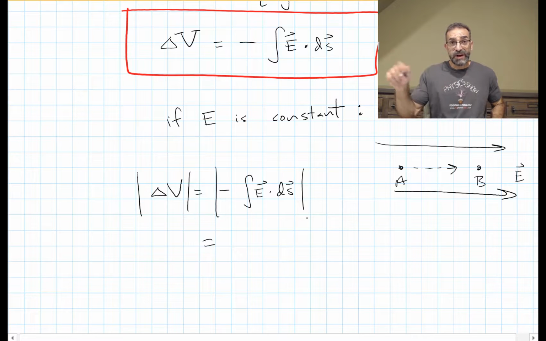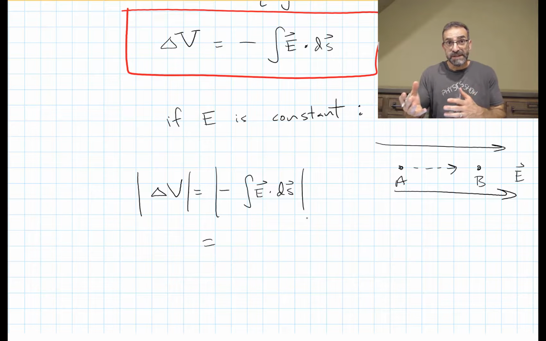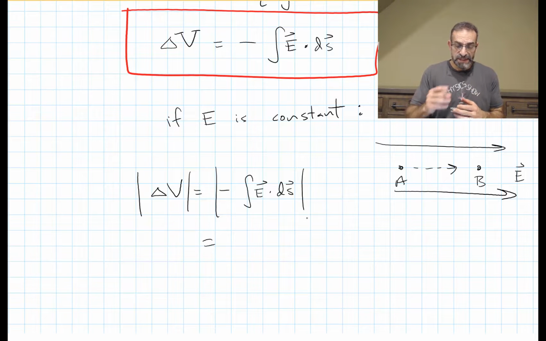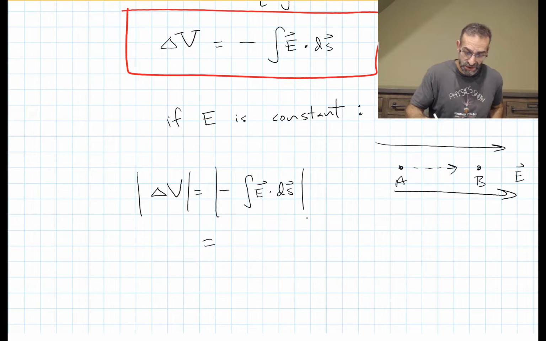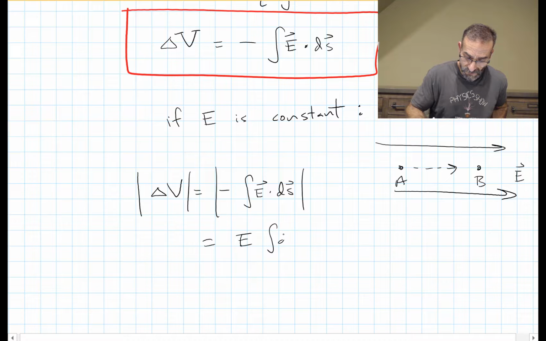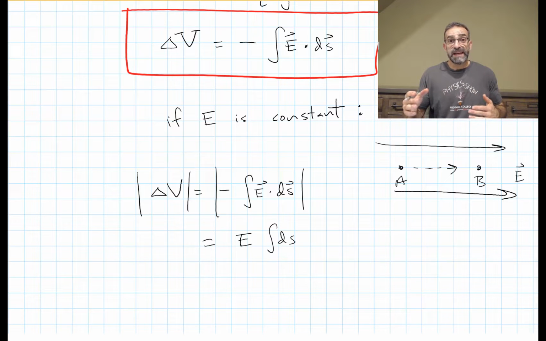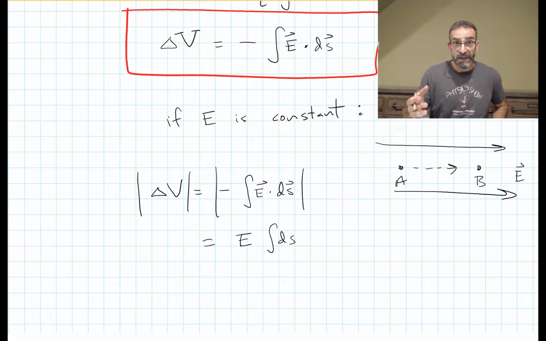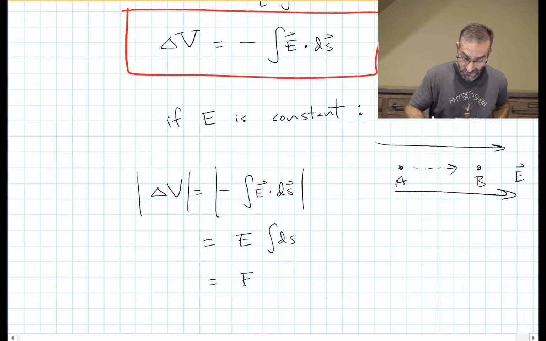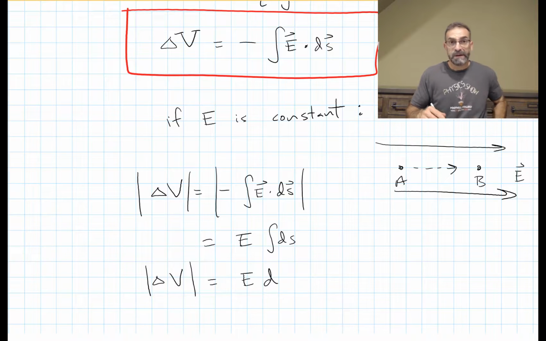Because our path is along the electric field, the dot product is going to give us a cosine of 0 degrees. And this just becomes the electric field times ds times 1. The electric field is constant, so it comes out of the integral. And the integral of my path length is just the total distance between those 2 points. I'm calling it d. So the absolute value of my potential difference is E times d.